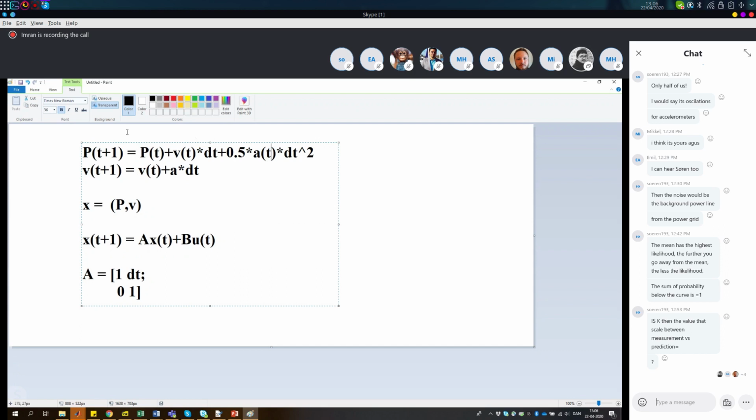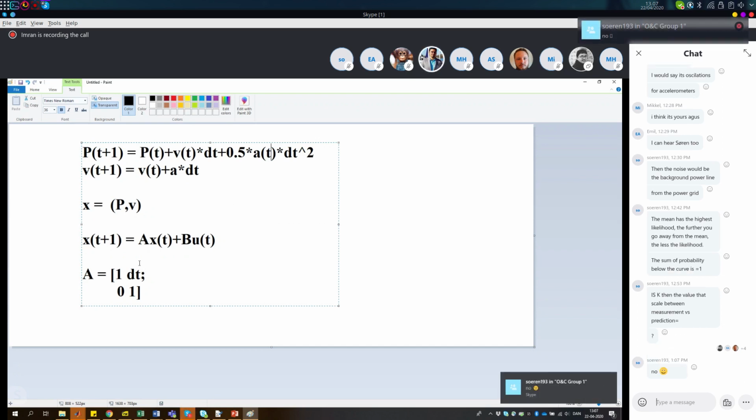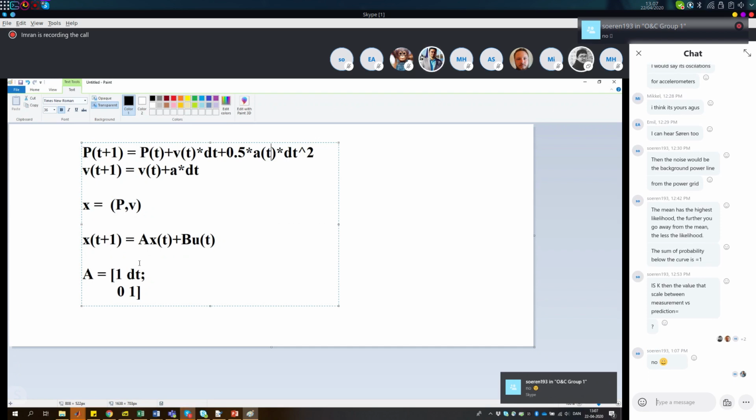So you want to change this into state space form in discrete time, and what is A? A is basically this matrix because you have Pt and the velocity. Do you have any question? Is it clear? I'm not sure about how you got A. Could you explain that again? Yeah. How do we get A?